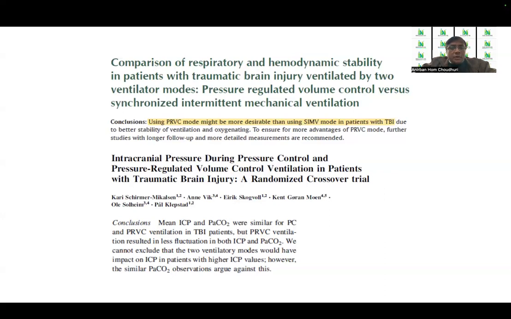Another study looked at a comparison of pressure control and PRVC in patients with traumatic brain injury and tried to see the intracranial pressure. It found that the mean intracranial pressure and PCO2 were similar for both modes, but PRVC ventilation resulted in less fluctuation of both ICP and PCO2. However, a conclusion could not be made because the impact on ICP in patients with higher ICP values can change.